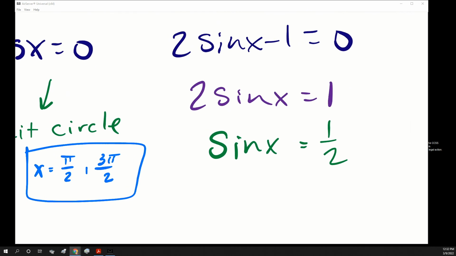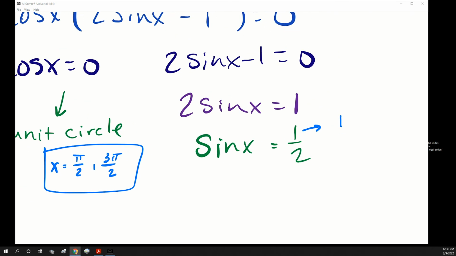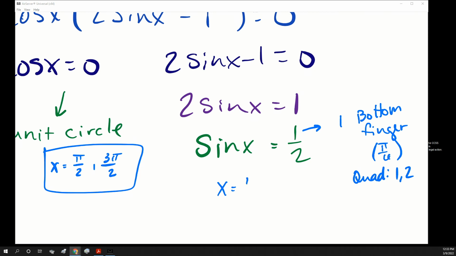And then over here, for the sine to equal 1/2, if you are doing the hand trick, then that means we want 1 bottom finger. All right, and so that's going to be pi over 6. Right, and then this is the sine is equal to a positive. So where is sine positive? So I want pi over 6 in quadrant 1, and I want pi over 6 in quadrant 2. And that is it. Those are the 4 angles we can put into that equation and have it work out.